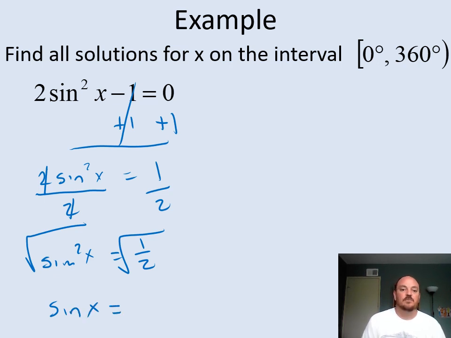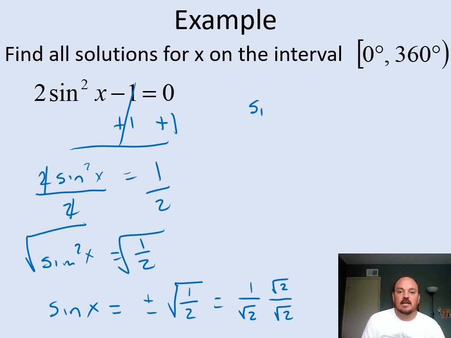So I have actually isolated sine x now. Make sure you remember your plus or minus here. So you have plus or minus, and I'll leave it as square root of 1/2 right now. Now the square root of 1/2, if you square root the top and bottom separately, you get 1 over radical 2. And you think, okay, well it doesn't look like a unit circle question, but it actually is, because if you rationalize that, if you multiply the top and bottom by the square root of 2, and remember we still have our plus or minus there, you're ending up with radical 2 over 2.